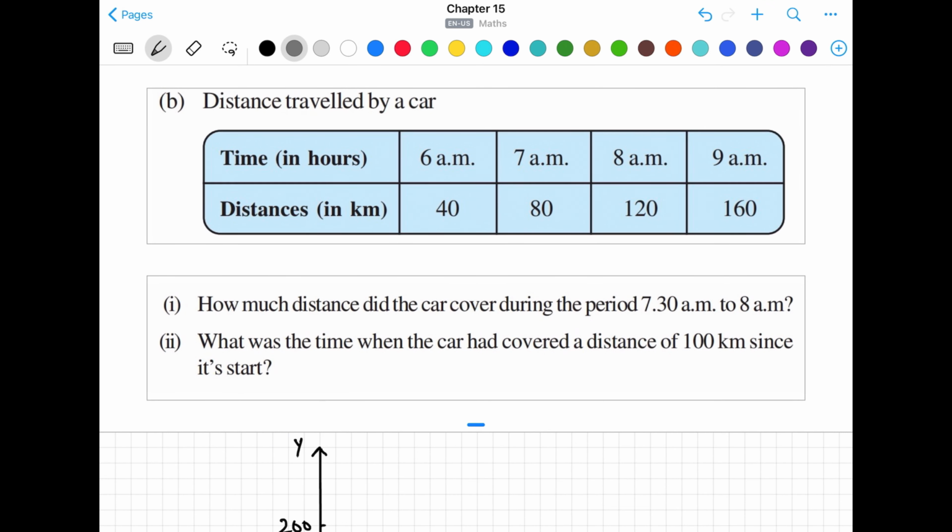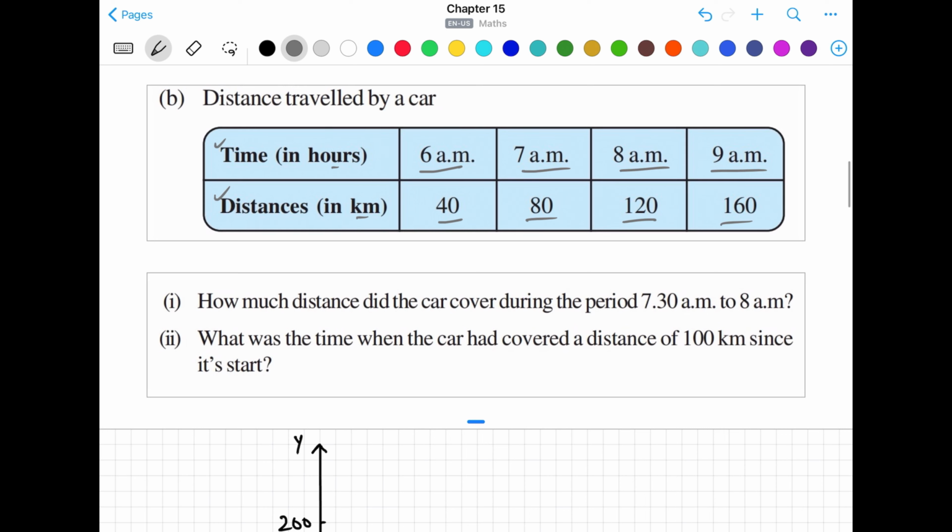We have the distance traveled by a car given. The time is in hours, and the distance is in kilometers. At 6 a.m. it has traveled 40 kilometers, at 7 a.m. 80 kilometers, at 8 a.m. 120 kilometers, and at 9 a.m. 160 kilometers. First we have to represent this by a graph, then we have to answer a few questions.